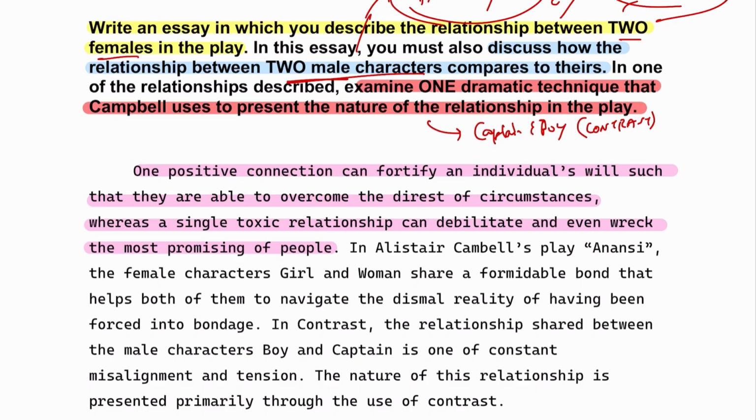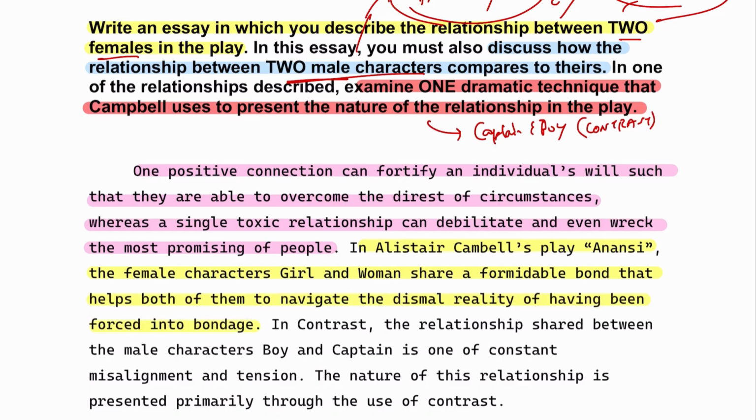After the hook, I need to get into addressing each piece of the question. So we have this piece in yellow where we have to talk about the females, this piece in blue where we have to talk about the males, the part in red where we talk about contrast and the males. So let's see if we can use these same colors to highlight the different parts of the intro here. In Alistair Campbell's play "ANANSI", the female characters, girl and woman, share a formidable bond that helps both of them to navigate the dismal reality of having been forced into bondage.